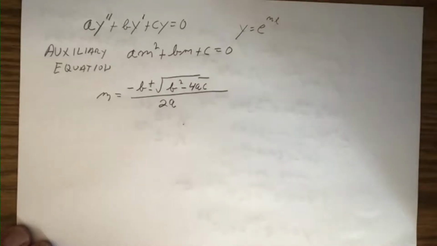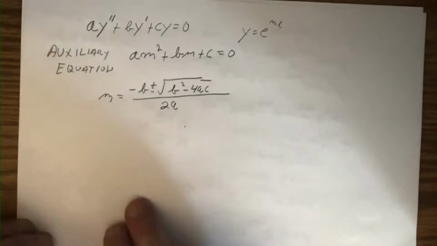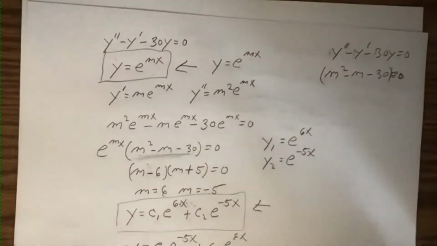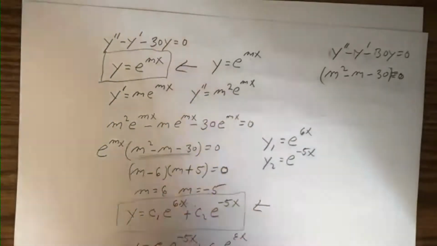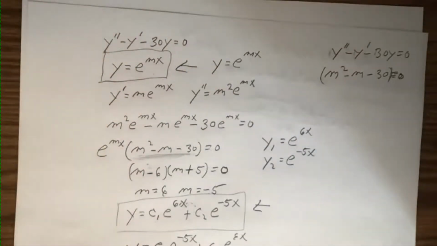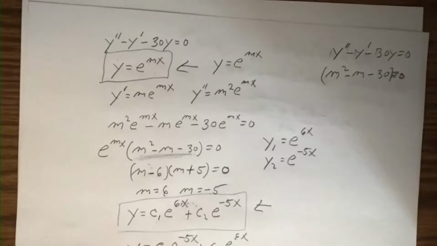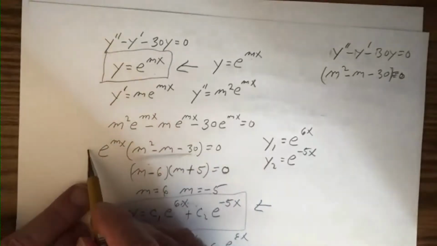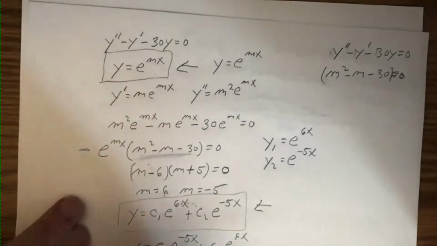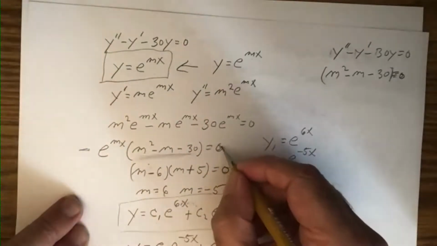Can you repeat the question again? In the previous problem, you said it was m plus 6 and then m minus 5. And why didn't we also set e to the mx equal to 0?